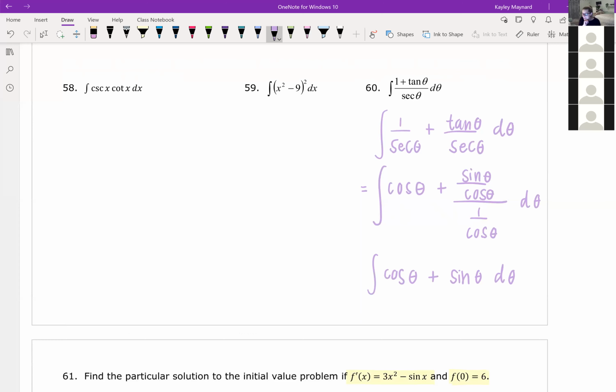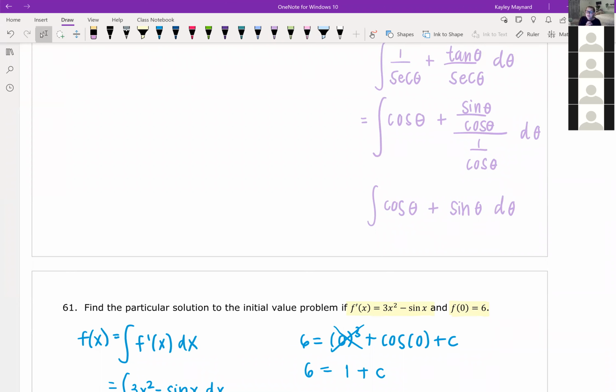Woo! So the integral of cosine, anyone know that one off the top of their head? Sine. Yep. Sine of theta. How about sine? Anyone want to give me that one? Negative cosine. Awesome, thank you. And then don't forget the plus c, and you're done. But it is a safe assumption that if you see something like this, try and do some manipulation, because most likely you will be able to simplify it down to an addition or subtraction. All right. So that's question 60.